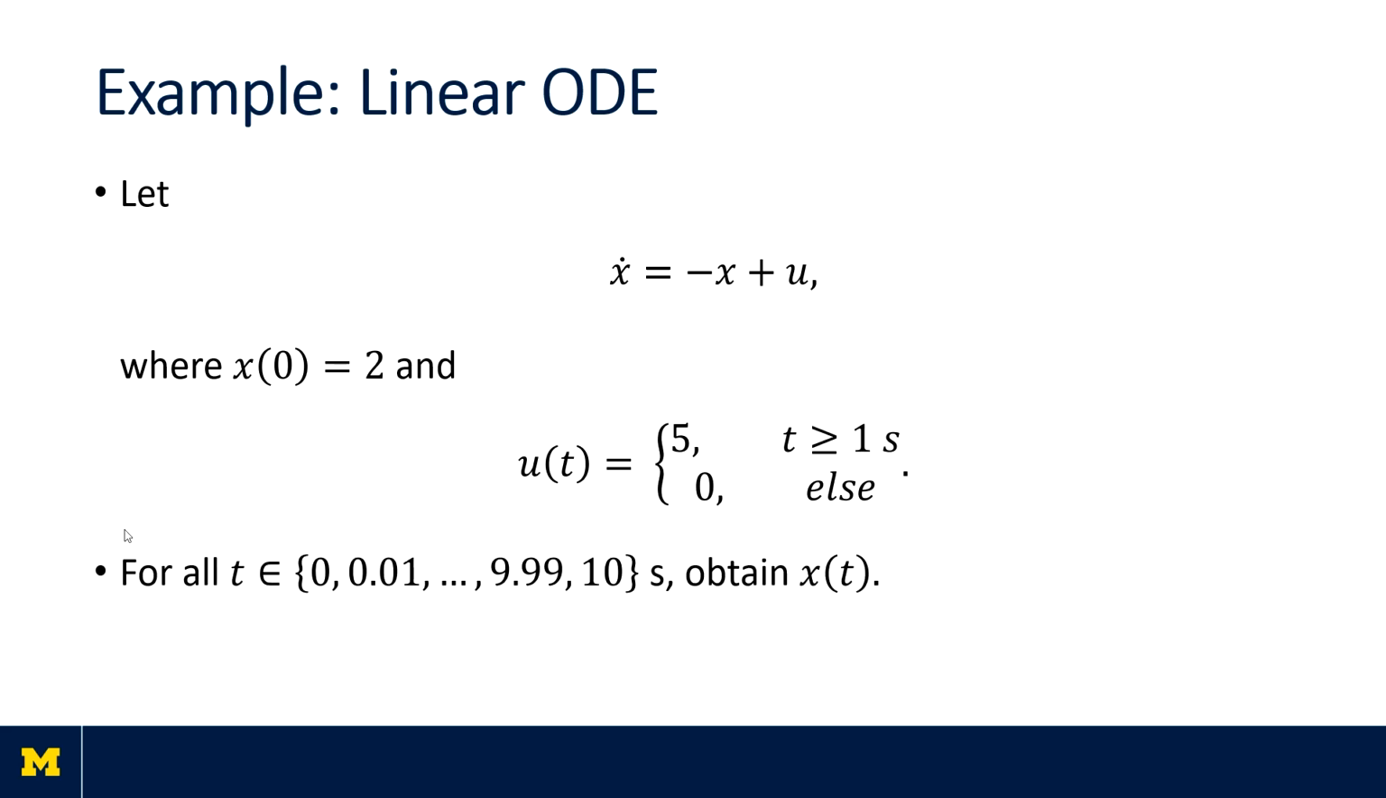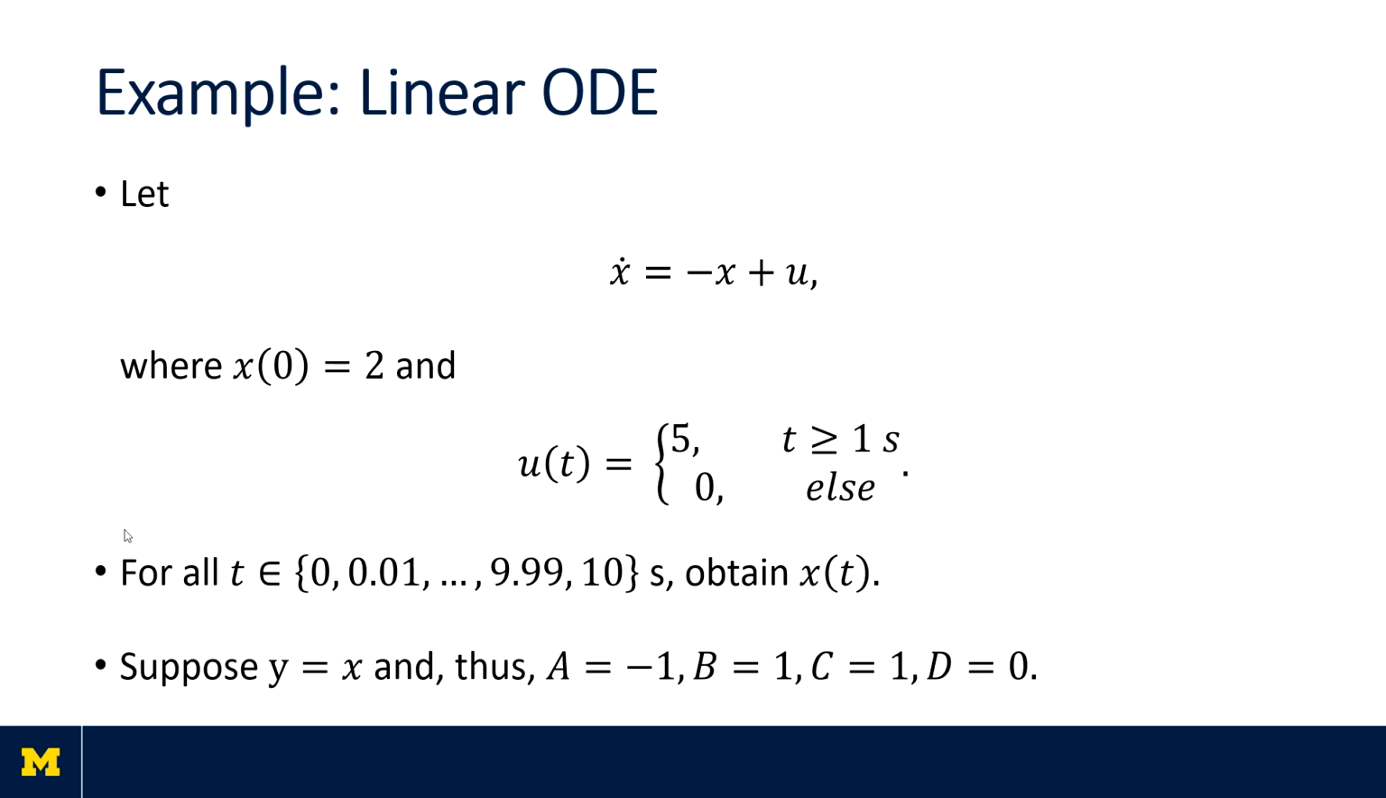Now we'll solve this for all t within this time vector. And since we're assuming that the output is going to be equal to the state vector, we can use the following state space representation. A is equal to minus 1, B is equal to 1, C is equal to 1, and D is equal to 0.